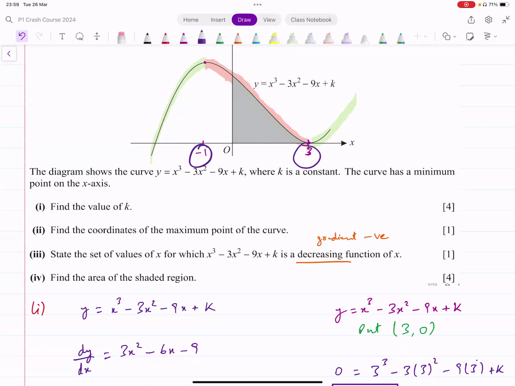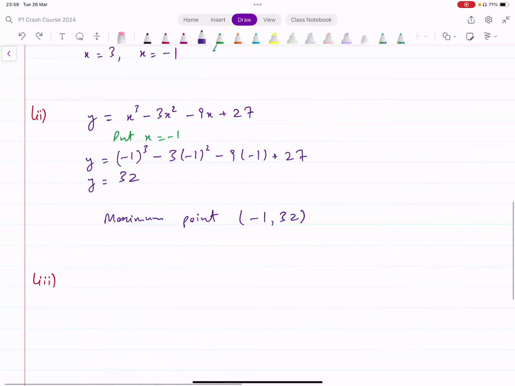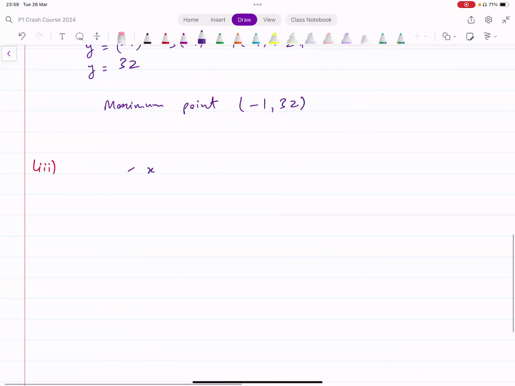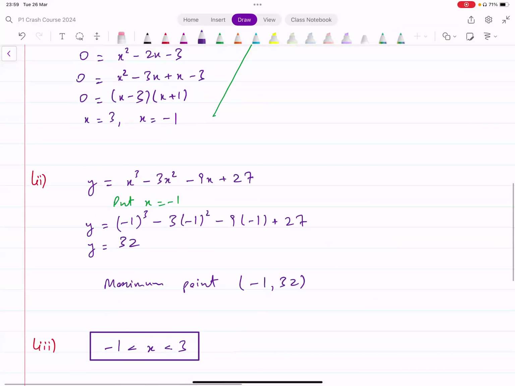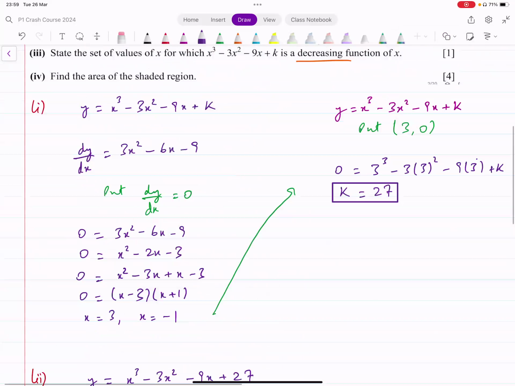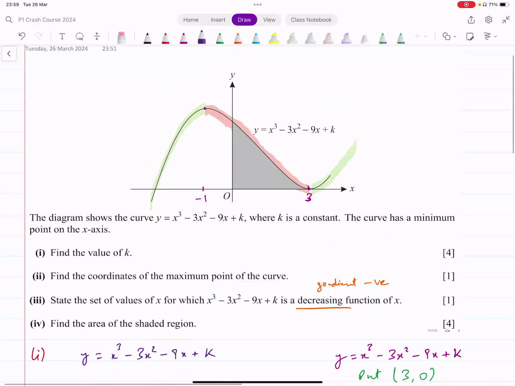Between -1 and 3. So what would you write here? You would say x is between -1 and +3. This is the set of values of x for which it's a decreasing function. Does that make sense? X between -1 and 3. Okay.